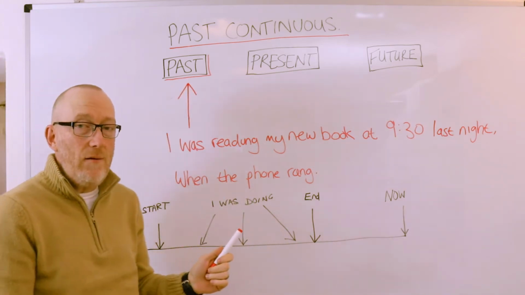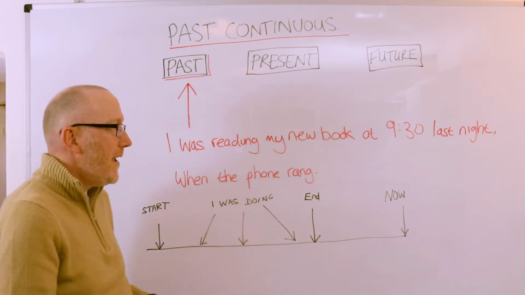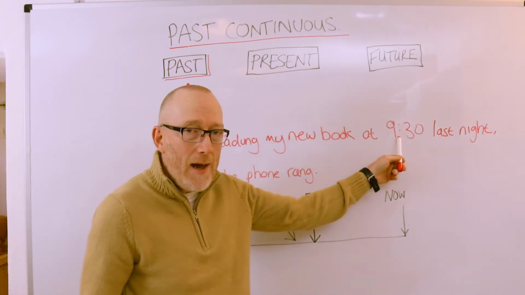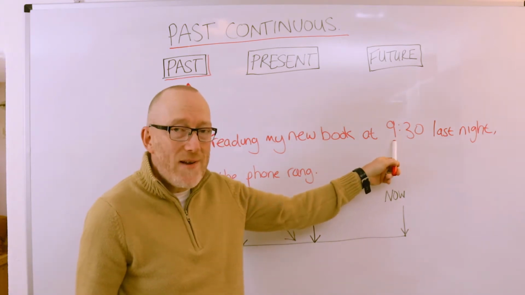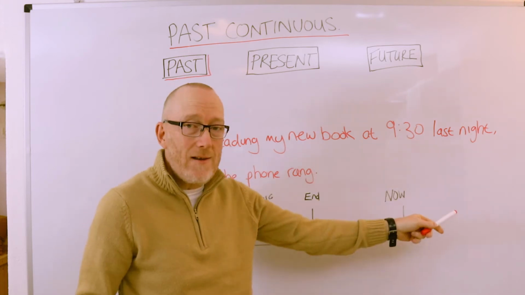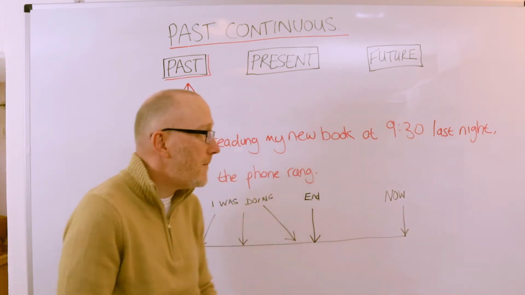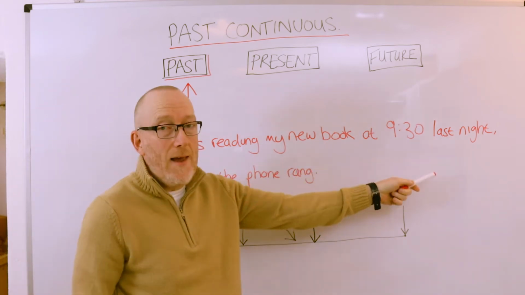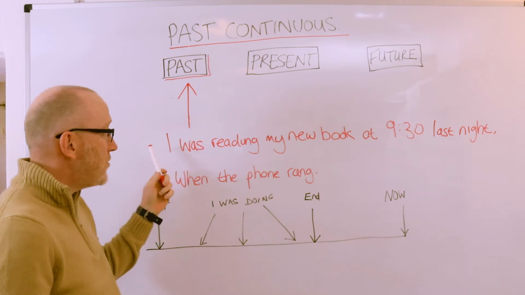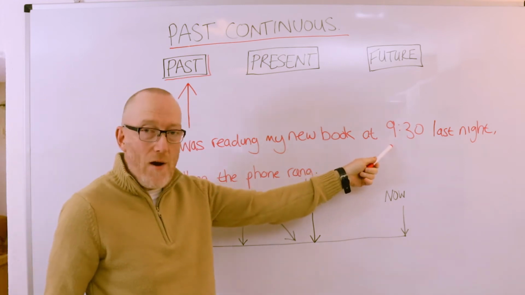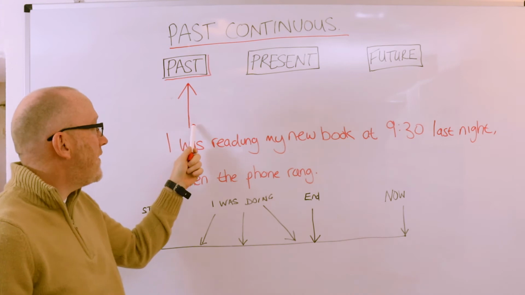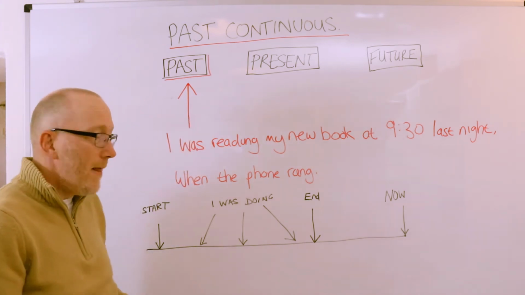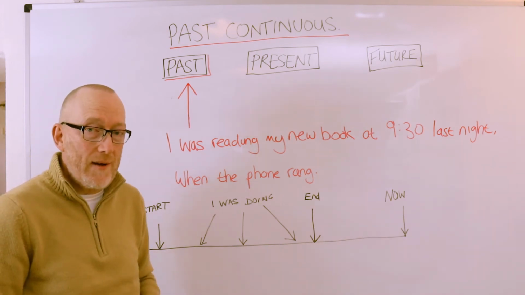Now the first reason why we use the past continuous is to describe what we were doing at a precise time in the past. So this is a precise time, so 9:30 last night, this is very precise. So, I was reading my new book at 9:30 last night. So that is describing something that is very, very precise. A very precise time in the past. Okay? That's the first reason why we use the past continuous.